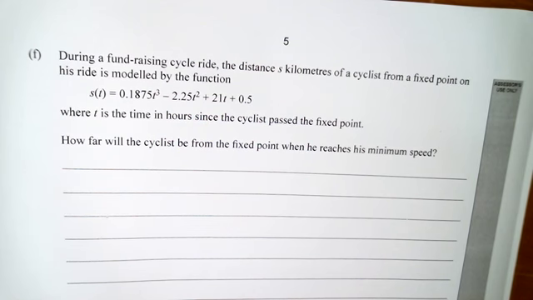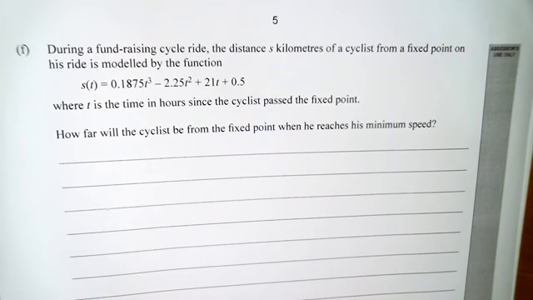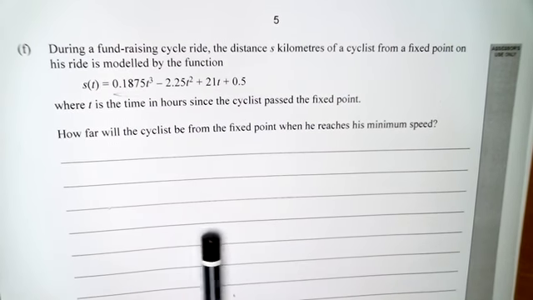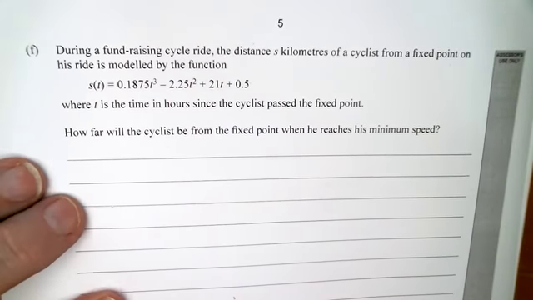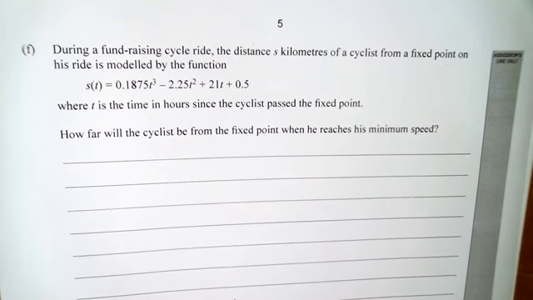All right, let's have a look at 1F. It says, during a cycle ride, the distance s kilometers of a cyclist from a fixed point on his ride is modeled by the function blah. It's quite a lengthy function, it's quite big. Where t is the time in hours, not seconds, hours, since the cyclist passed the fixed point, how far will the cyclist be from the fixed point when he reaches his minimum speed?